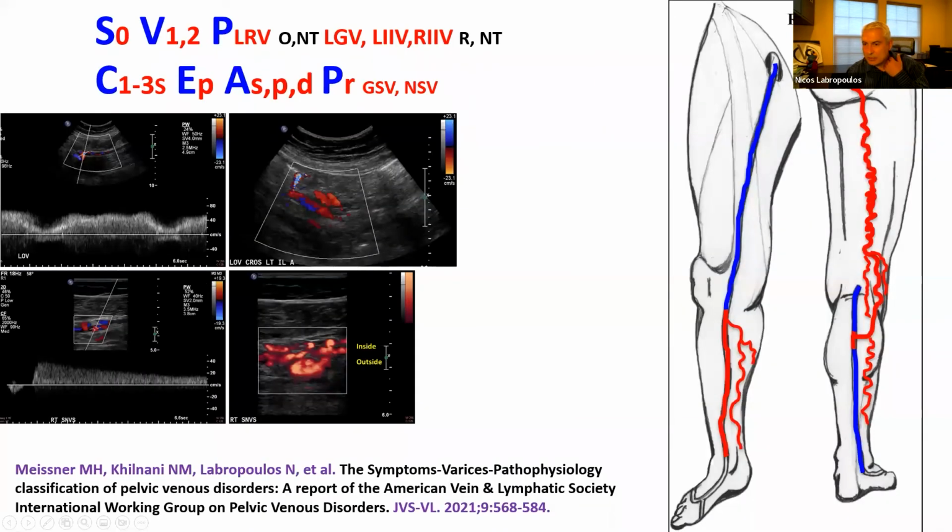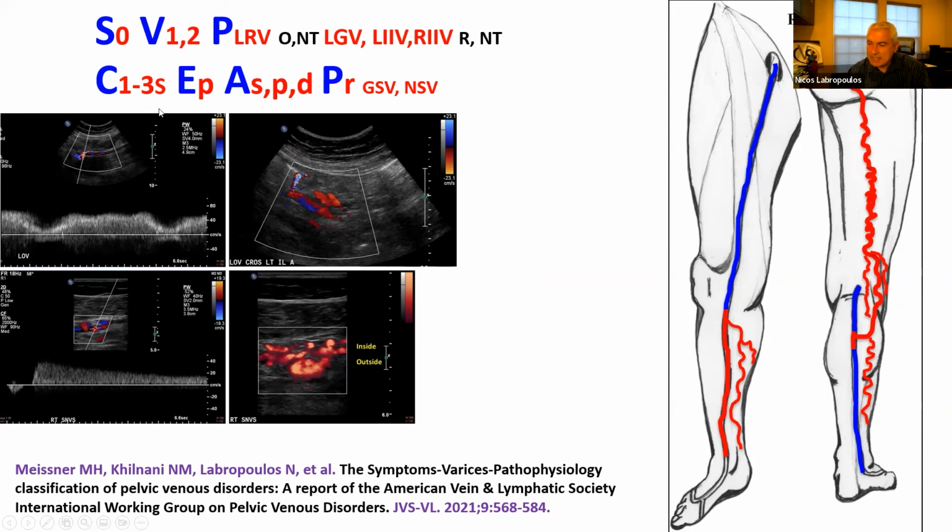This is using the new system we developed with Dr. Meissner and Dr. Kinlani, the SVP classification, the symptoms-varices-pathophysiology classification. And you see now one of our patients having inferior gluteal reflux, right? Inferior gluteal vein reflux that goes to the sciatic nerve veins, that goes to veins in the skin in this area of the popliteal fossa, connects to the small saphenous, and independent reflux in the great saphenous vein in the below-knee segment. Here you see the left ovarian vein with huge reflux. Here you see the sciatic nerve varices with reflux, right? And you see here the inside of the nerve and outside the nerve.